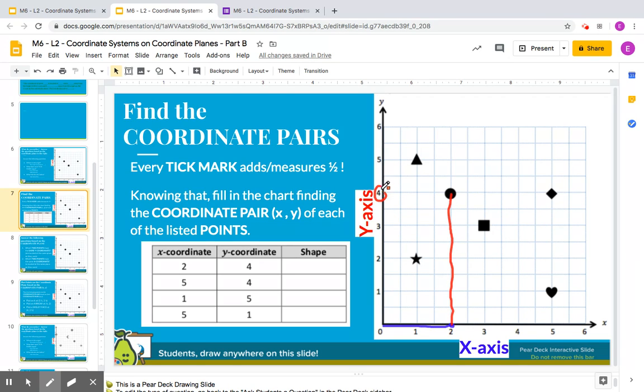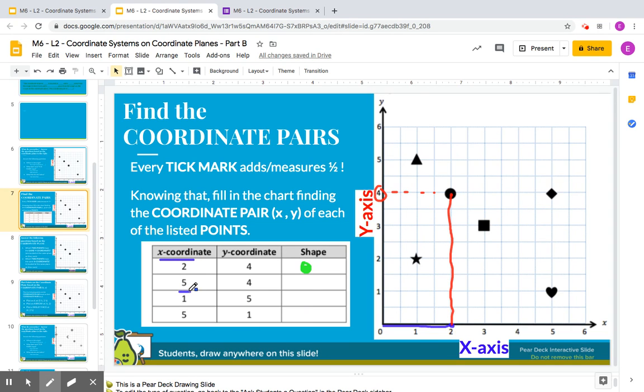Double check over. It matches. So the shape located at x equals 2, y equals 4 is our circle. We went over 2, up 4. Remember, it's always over and up, over and up. So let's try the next one.